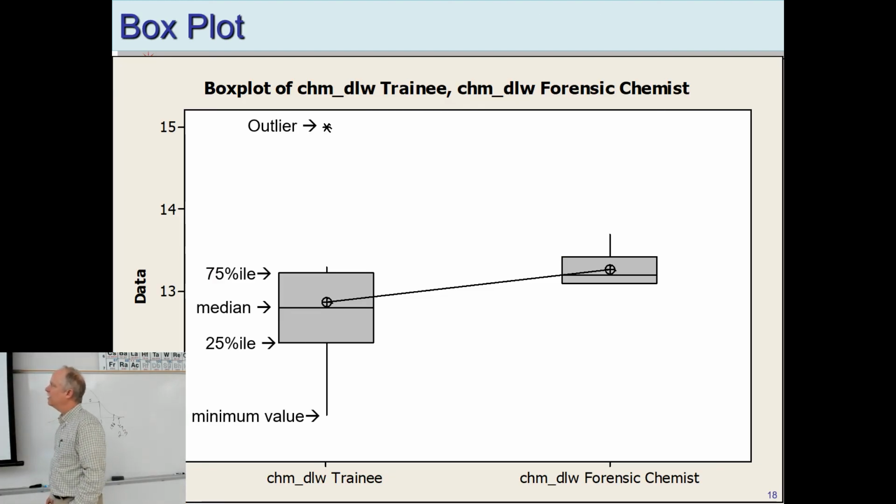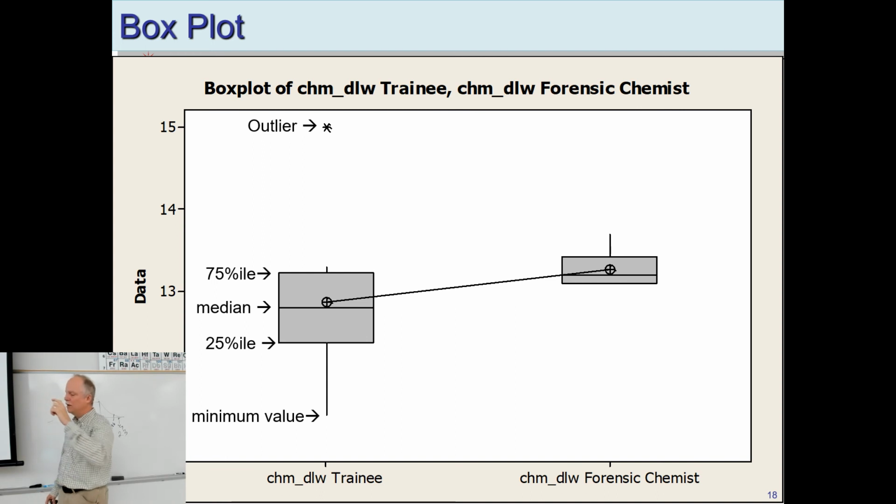You see the trainee on the left and the forensic chemist on the right. Now I like this because it's really visual. So if you're going to show somebody, say in management, these are our results, they could look at this and say, wow, the forensic chemist is a really tight data set and the trainee is really spread out. But the means are pretty close to each other, meaning the boxes overlap. So just this one chart can tell us just about everything that we concluded from the numbers: that the means are about the same. They're not statistically significantly different because the boxes overlap.